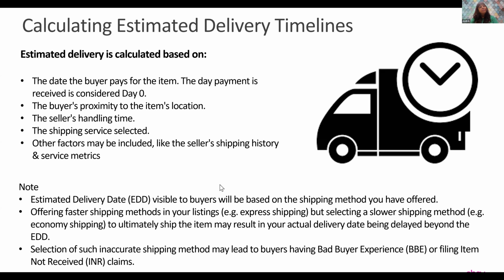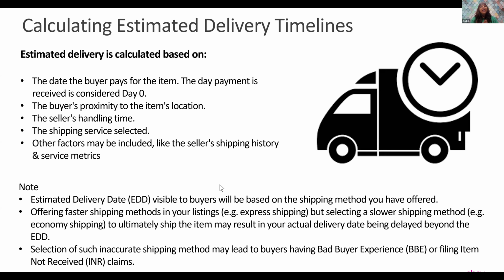Offering faster shipping methods in your listings, that is express shipping, but selecting a slower shipping method, that is economy, is ultimately shipping the item with a wrong shipping service. And this will result in your actual delivery date being delayed beyond the EDD. And that will, in turn, result in your seller performance going down.